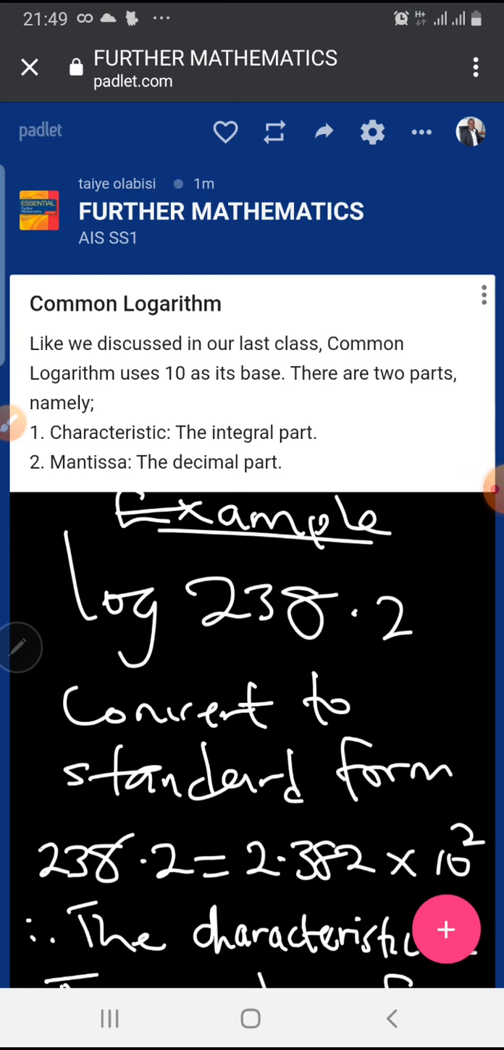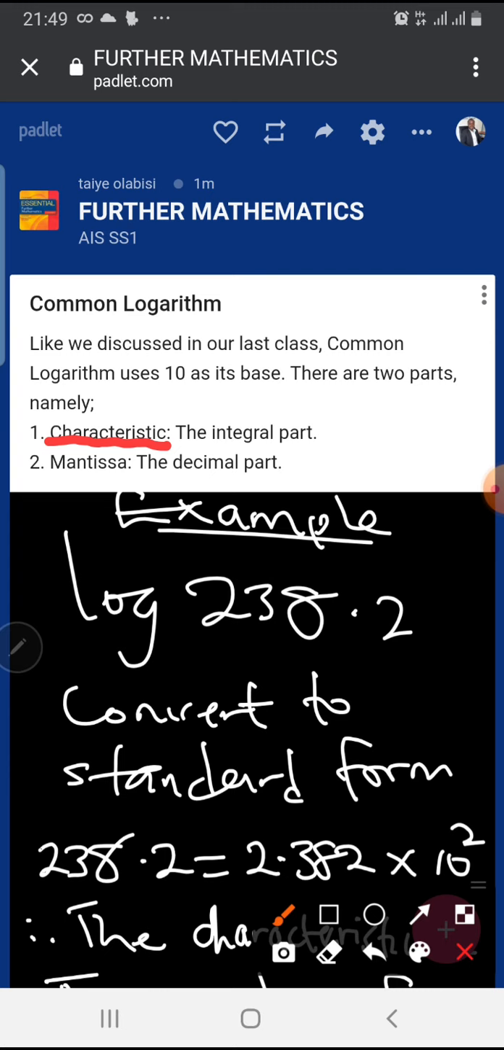Today we shall be looking at common logarithm. Like we discussed in our last class, common logarithm uses 10 as its base, which means we are referring to logarithm of numbers in base 10. There are two parts of this logarithm. The first one is called characteristic. Characteristic is the integral part of logarithm, which means the number is an integer, a whole number.